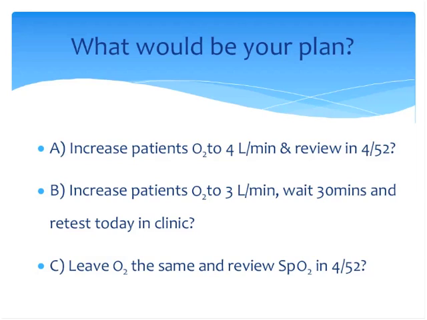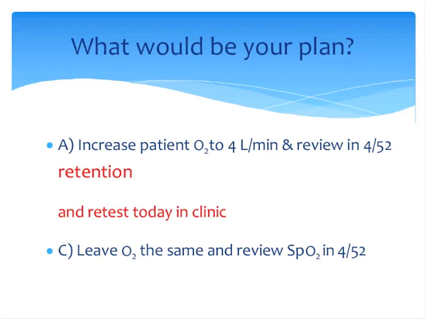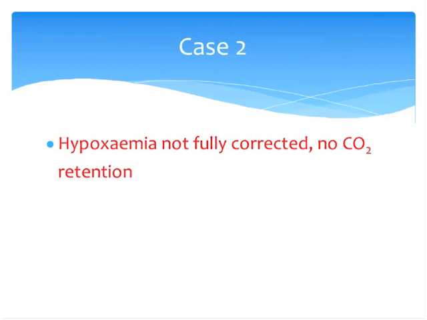Okay, so we're getting, again, a mixed response, lots of B's coming through. So the correct answer here in our eyes is to increase the patient's oxygen to 3 litres per minute, wait 30 minutes in the clinic and retest today. So clearly from the initial blood gases, this person remained hypoxemic and therefore needed an increase in their oxygen. So that would be done again in this clinic appointment. So the patient remained hypoxemic, which was not being fully corrected by their long-term oxygen therapy.